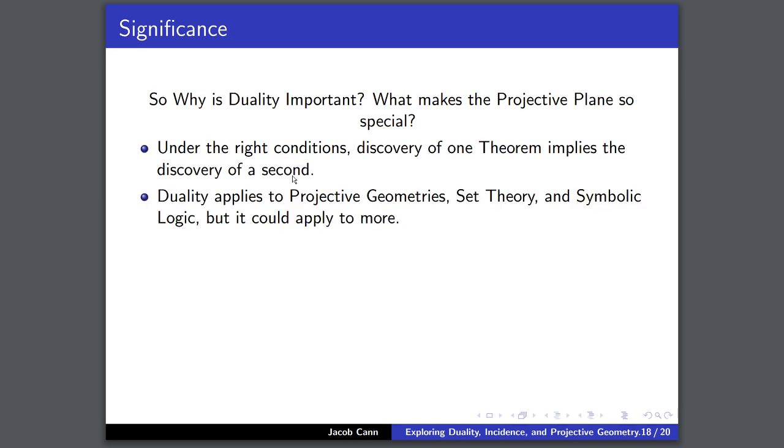Duality applies to projective geometry, set theory, and symbolic logic. Coding is a really cool way to apply this, but that's not necessarily where it ends, and there might be more things that we just haven't found use for yet.